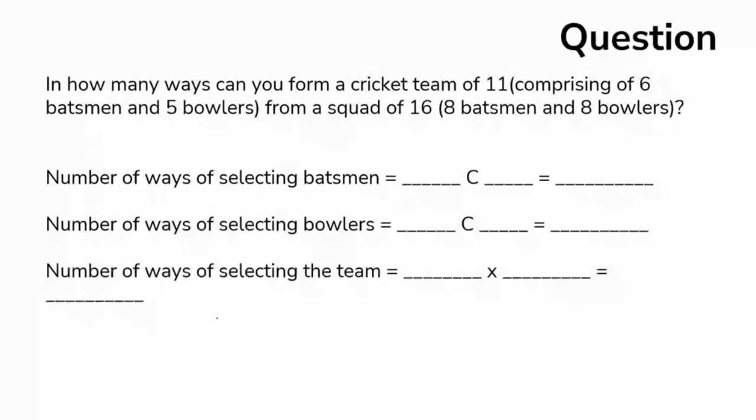Yes, guys, hope you have seen this. So, in how many ways can you form a cricket team of 11 comprising 6 batsmen and 5 bowlers from a squad of 16? That is like 8 batsmen and 8 bowlers.